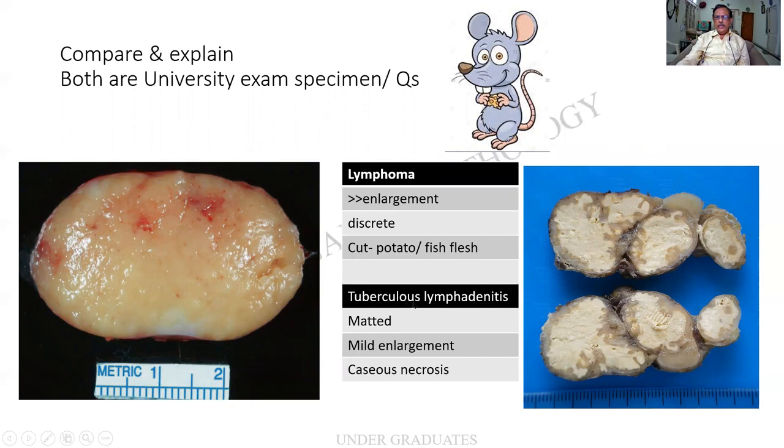So between lymphoma and tuberculosis, both are questions for you people, both are specimens for you people. How do you distinguish? Lymphoma, there is a greater enlargement, they are discrete, there is no matting, cut potato appearance or a fish flesh appearance. Tuberculosis, again, the nodes are matted. I find that they are adherent to each other. This is because of perinodal fibrosis. Perinodal fibrosis holds the nodes together. This is called matting. Enlargement will be mild and there is caseous necrosis. Look at this irregular map-like area of caseous necrosis.